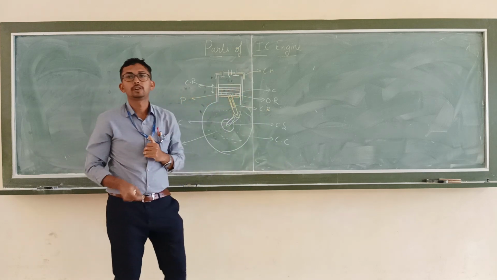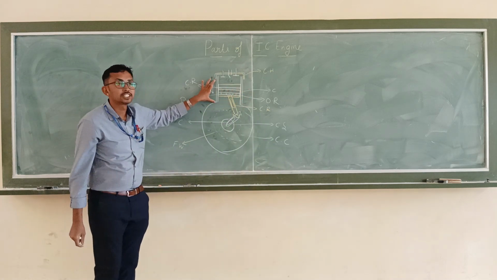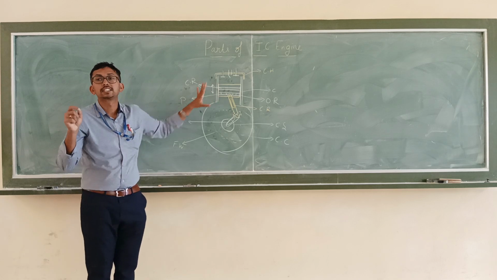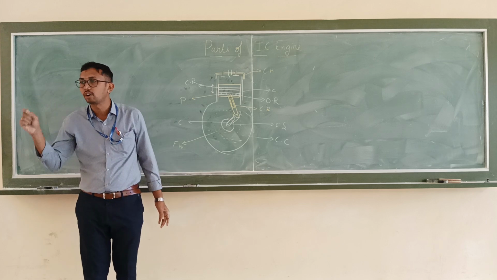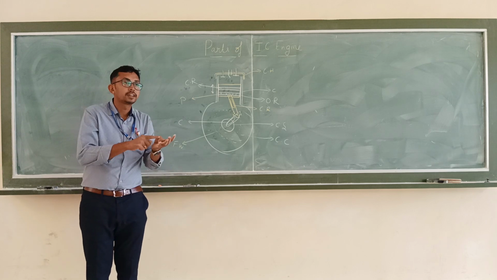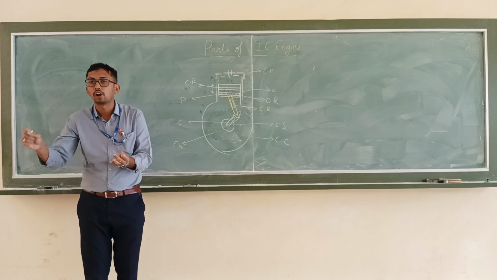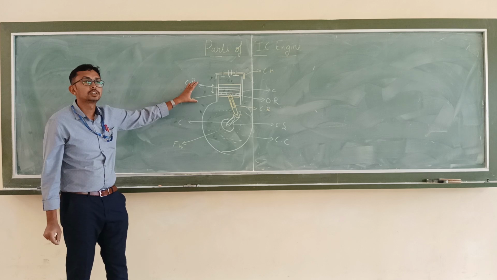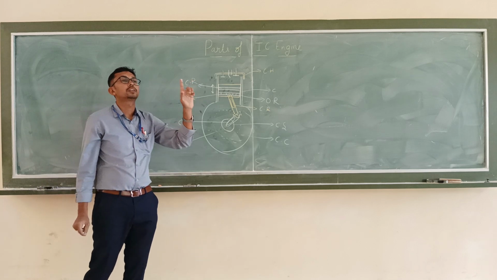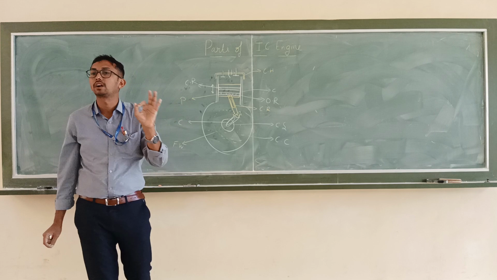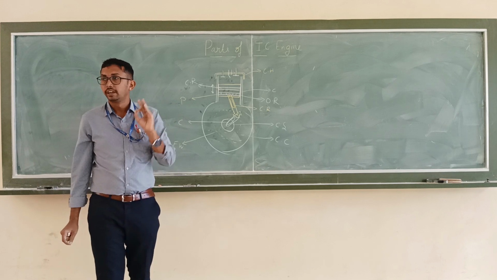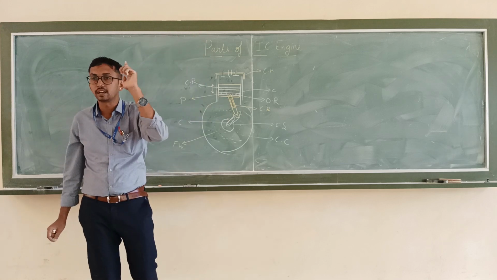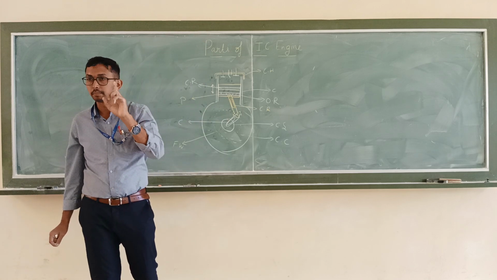Okay, I am going to repeat once again. I started with explaining the cylinder. The name itself indicates it's a circular or cylindrical component made up of grey cast iron or steel alloys. What are the functions of a cylinder? The first function is to withstand high pressure and temperature during the combustion of fuel. The next important function is to allow the piston to reciprocate inside the cylinder.